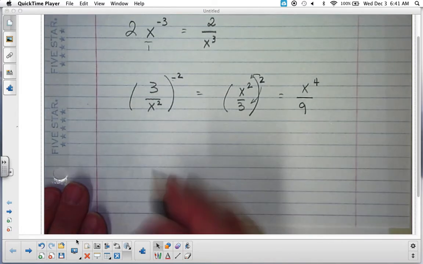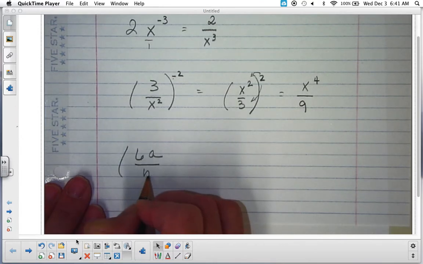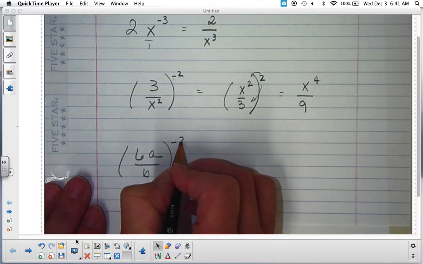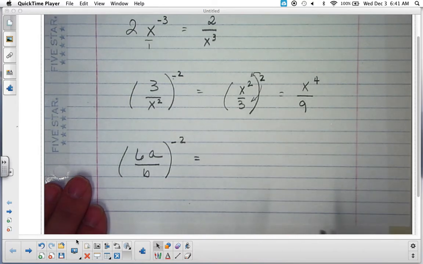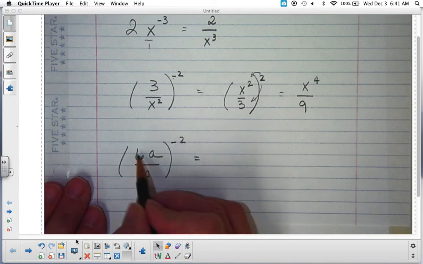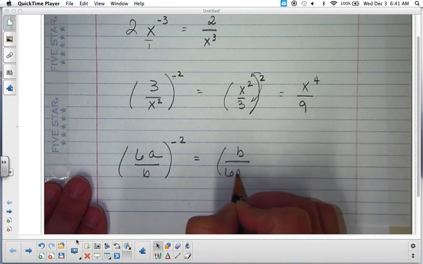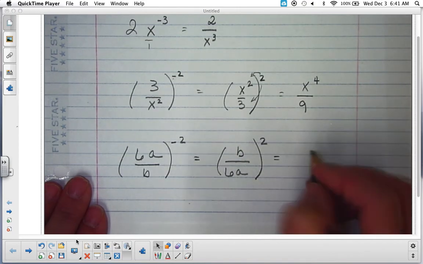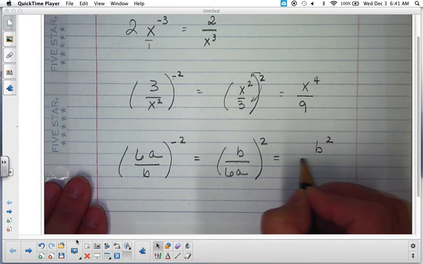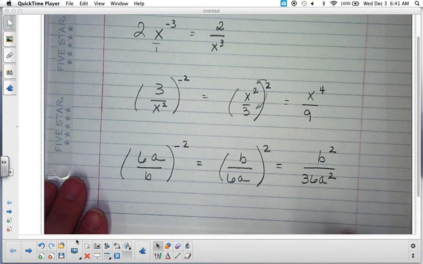Let's do one more. 6a over b raised to the -2, let's say. Actually, that's fine. So again, this negative just makes this thing flip over. So my answer will be that over that squared. And then we'll square all the pieces. B squared over 36a squared, and that would be my final answer there.